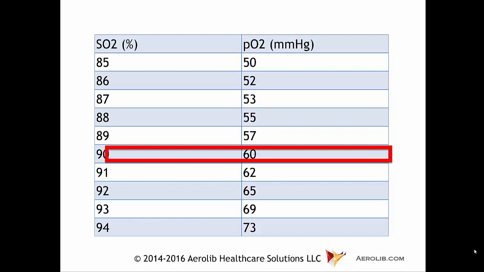Here's a table which shows the relationship between arterial PO2 and pulse oximetry. The number to remember is PO2 less than 60, which equates to pulse oximetry of 90%. So please keep these two numbers in your mind: arterial PO2 less than 60, which is pulse oximetry of less than 90.